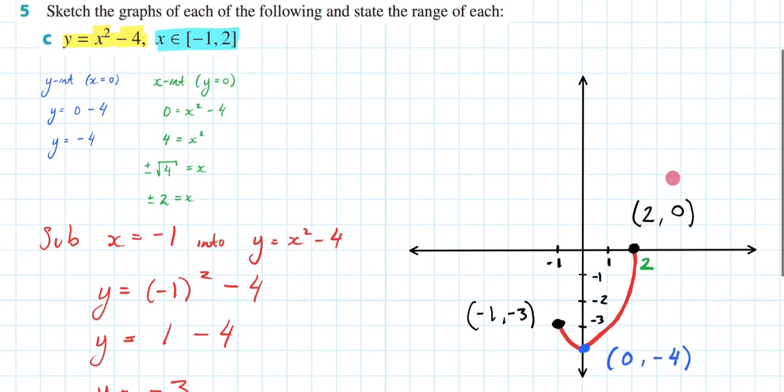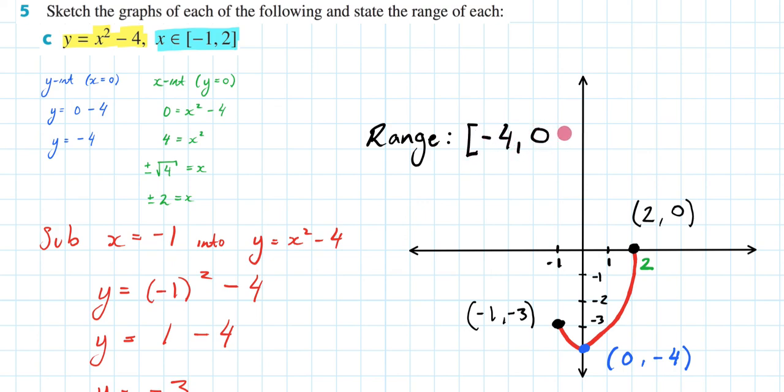Now, I've drawn my graph. Now I need to state what my range is going to be. Well, my range is where my y's exist, or the set of all the possible y's. As you can see here, it's going to start at -4 and go up and up and up, and then stop here at 0. So my range is going to be from -4 to 0, with square brackets because I'm including them. So hopefully that answered any questions about 5c.